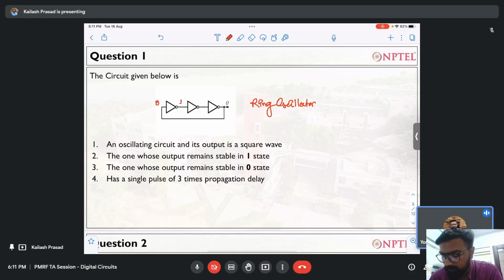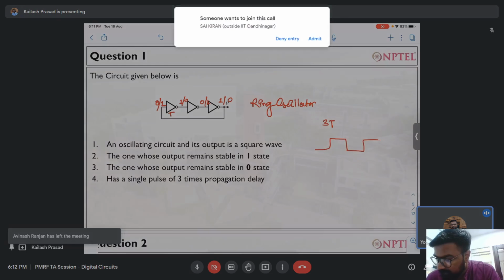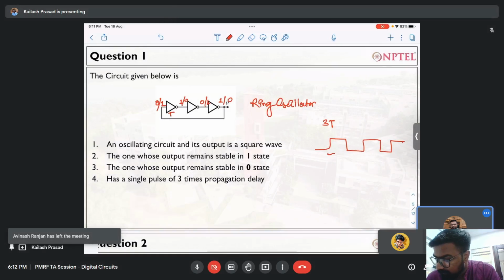It will make it one, then it will make it zero, right? Then it will make it one. So after zero, it will come one; one will go to zero, zero will go to one, then one will go to zero. Suppose I have the inverter delay. The inverter delay is t nanosecond, or t unit of time, for each inverter. So the delay between input and output will be 3t, and the square pulse which will be generated will be like this.